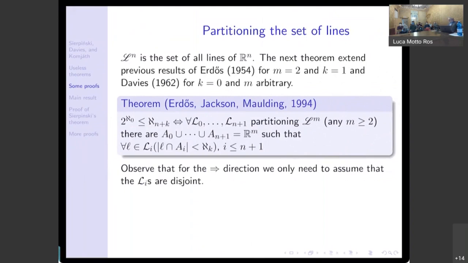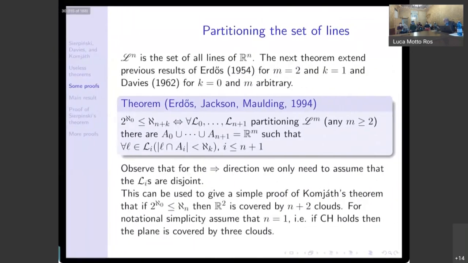For the forward direction, we only need to assume that these are disjoint. And again, this result, which in the specific case was already known in 1962, can give a simple proof of Kuratowski's theorem. So if 2 to the aleph 0 is at most aleph n, then R^2 is the union of n plus 2 sets. We like this result because it's actually quite simple.